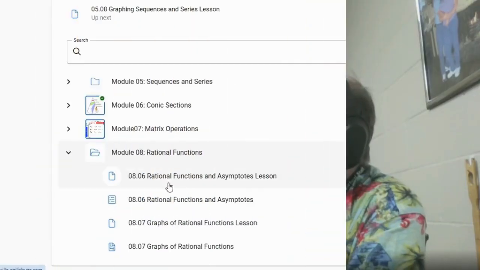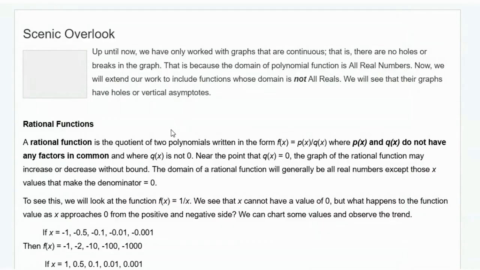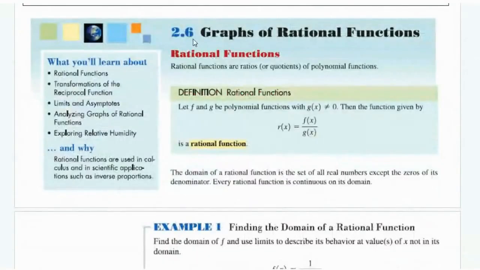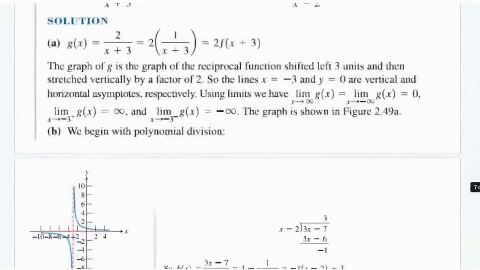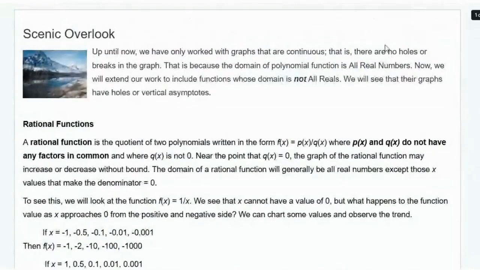So take it away. All right, rational functions and asymptotes. Let's take a look at that, see what that entails. Scenic overlook. Remember, this is one of those lessons where we look at the scenic overlook and then we stop when we get here. This gives more information down here, goes into more detail and more sample problems, but all of it's covered up here in the scenic overlook.